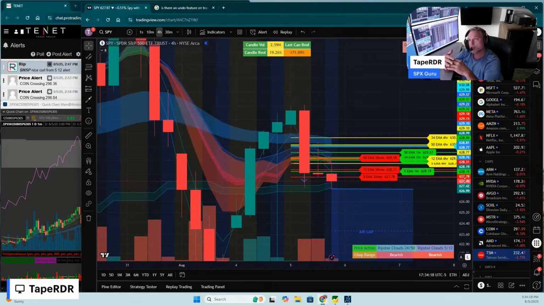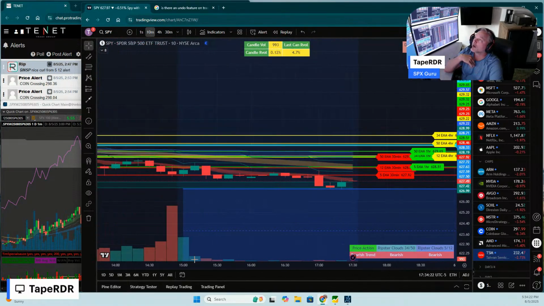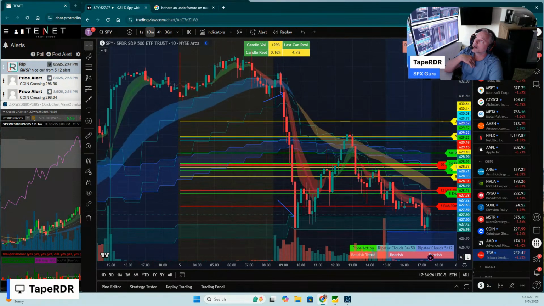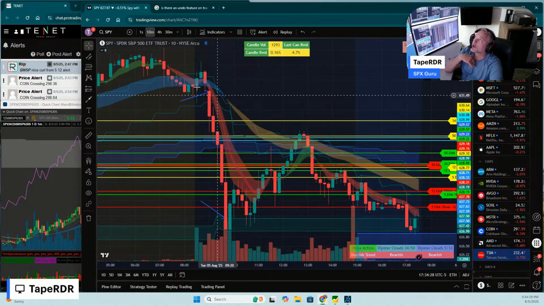We would have gotten out of the trade had the 10-minute curled and went back above the 512 EMA. We took the trade here. Let me see if I can spread this out a little bit. We took the trade here, but if it was to curl and go back above the 512, we would have gotten out of that, took a paper cut, took a little bit of a loss.